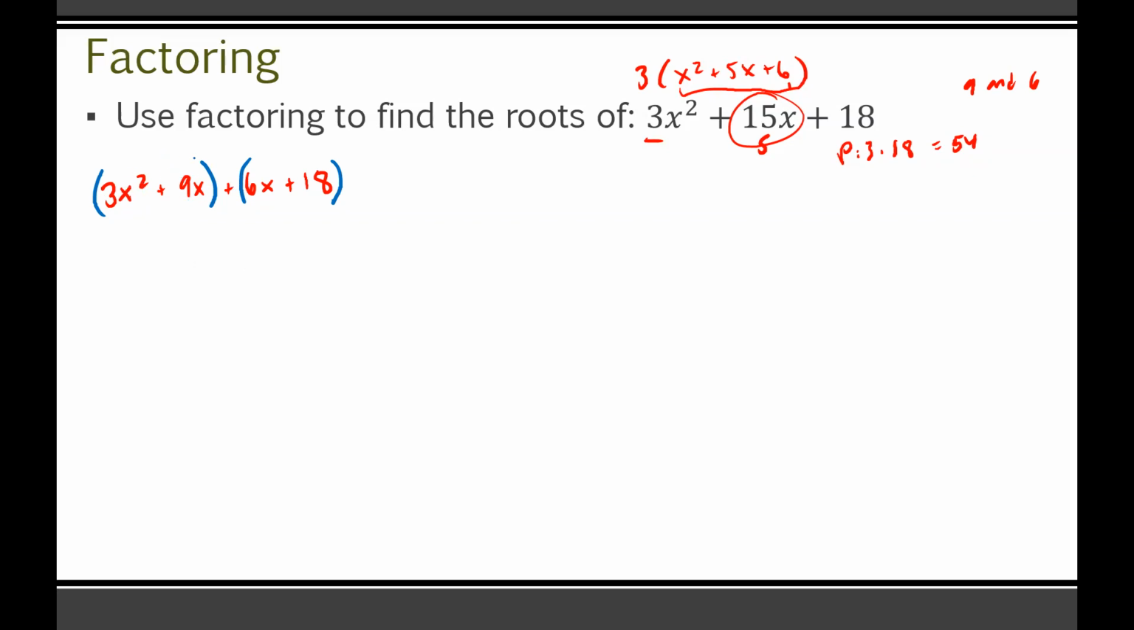Well, the common factor between those would be 3x. So I'll pull a 3x out. If I divide each of these by 3x, this just leaves me with x plus 9x divided by 3x is just 3. So 3x times (x plus 3). That's what I have for this piece.